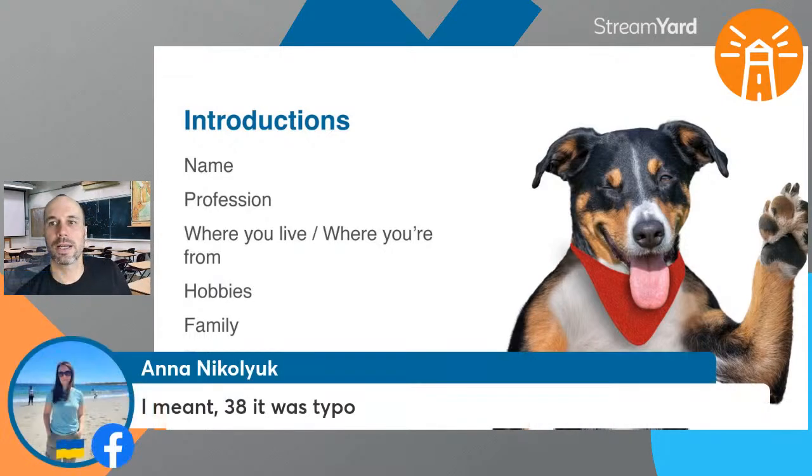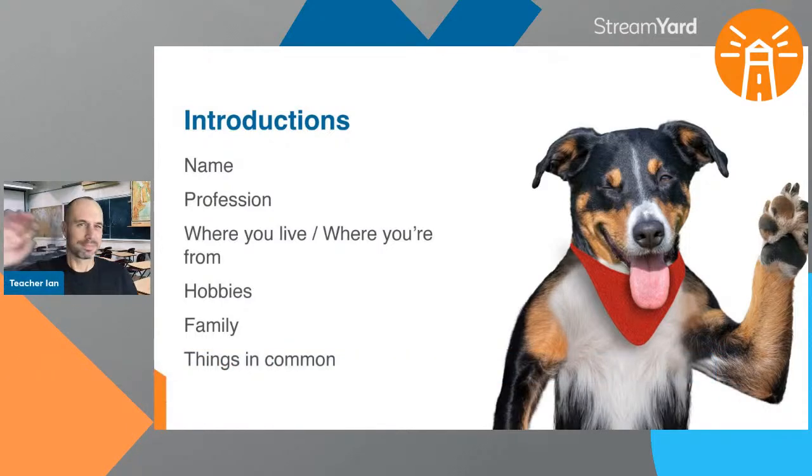That was a good one. Meant 38, it was a typo. Okay, Anna, you got 95% correct. Yeah, typos are tricky. Let's listen again.